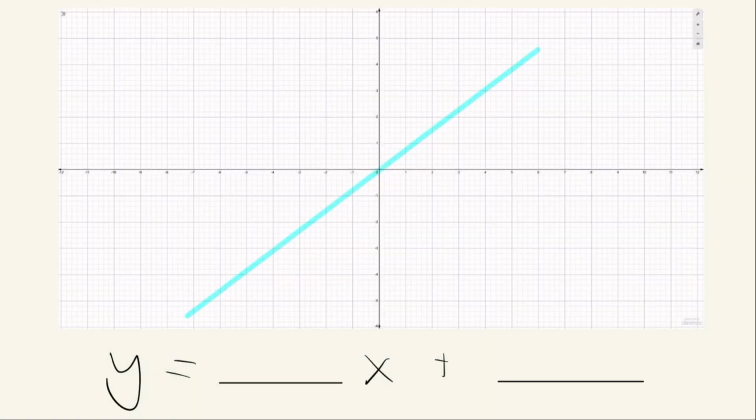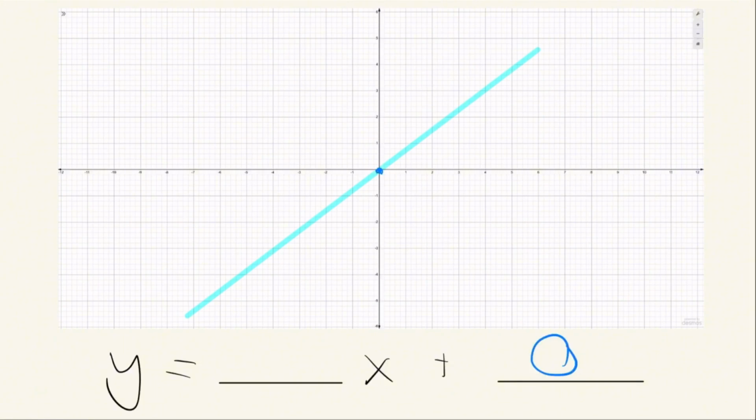Okay, let's take a look at this equation. So, our y-intercept would be a 0. But this question is a little tricky because when you have a 0, you don't really need to put anything, right? So before we do anything else, let's just try to figure out the slope.